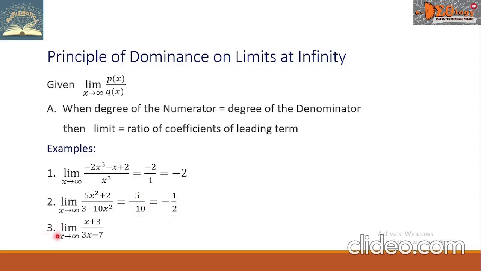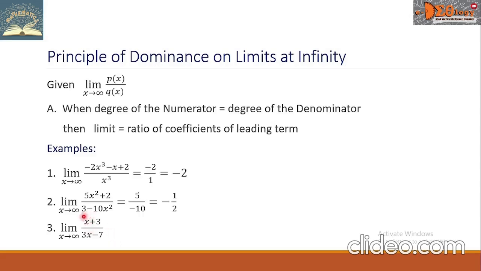Example 3. The limit of x plus 3 all over 3x minus 7 as x approaches infinity. In the numerator, the degree is 1. In the denominator, the degree is 1. So they are equal. Therefore, the limit is the ratio of coefficients of leading term.